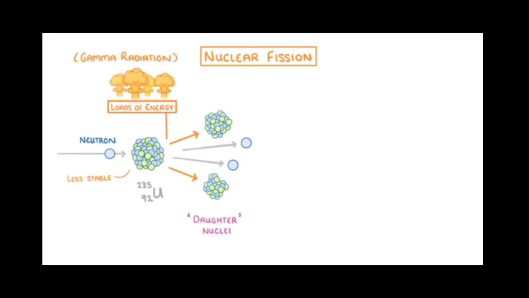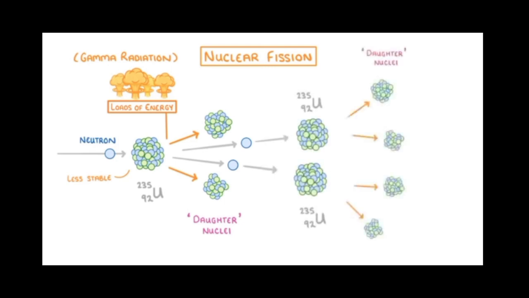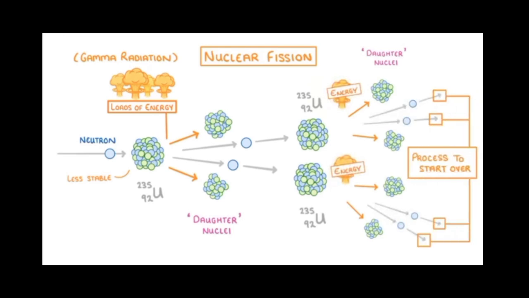Each neutron can then go on to repeat the process all over again with another uranium nucleus and more daughter nuclei. Energy and neutrons will be released, which again allows the process to start over. The key point of this process is that nuclear fission leads to a chain reaction, where the first fission can trigger more fission, which can in turn trigger even more fission, and so on. If this process isn't controlled properly, then the whole system can quickly get out of control and release a huge amount of energy, which is exactly what happens in a nuclear bomb.